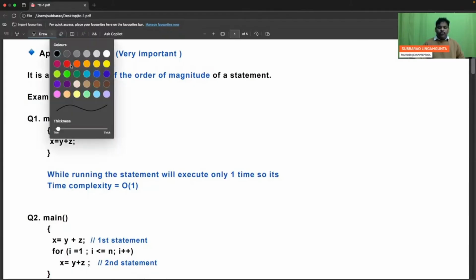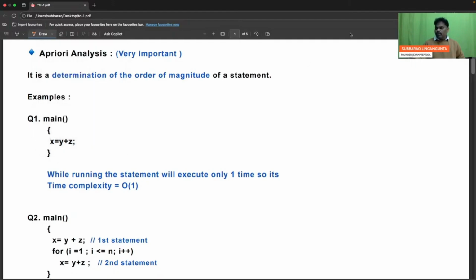Time complexity, how to find out? From today onwards, if anyone asks how to find out time complexity, use a priori analysis. What is a priori analysis? Another name is approximate analysis. It means real things you don't consider. It will give an approximate answer. Why is it important? The total industry follows a priori analysis only.